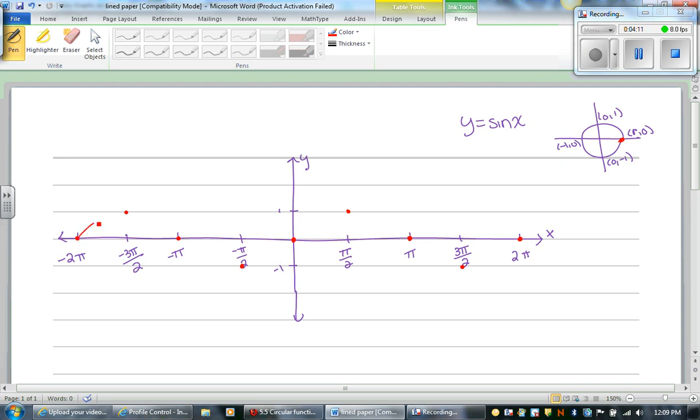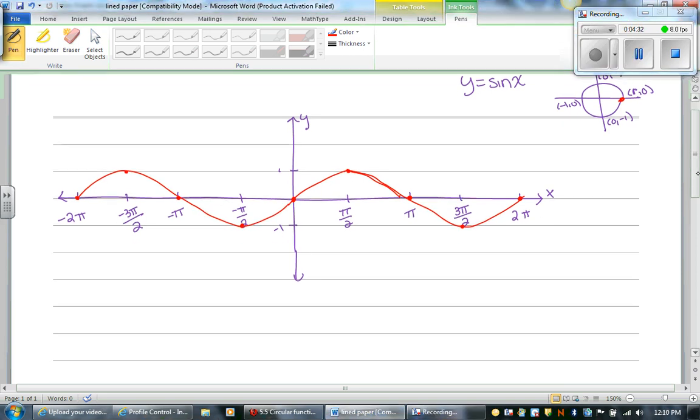So when I sketch this in, whoa, I'm a little off. I get this trig function. Okay, so sine kind of looks like a sideways S. Okay, so likewise, we're going to also take a look at cosine.